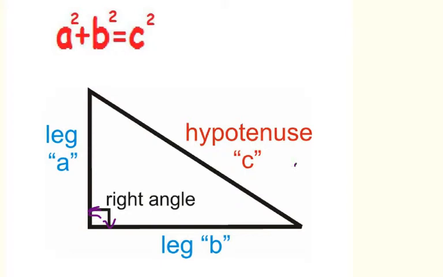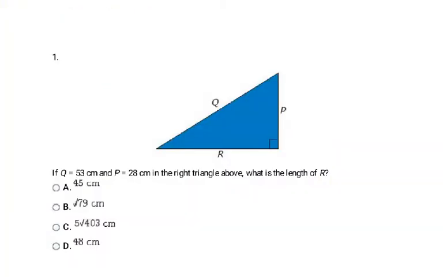Then our hypotenuse is our longest side, and it's also the side that's directly across from the right angle. That's what the C stands for, c squared. So if you take the length of the legs, square them and add them, that equals the length of the hypotenuse squared.